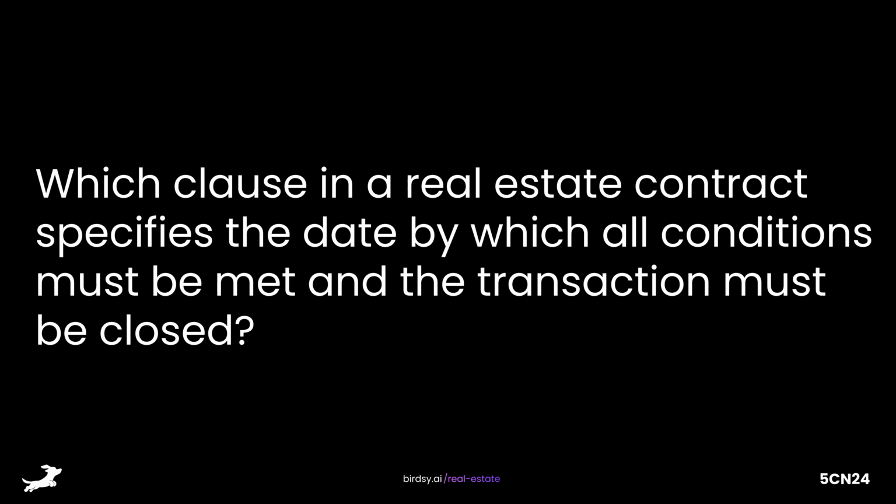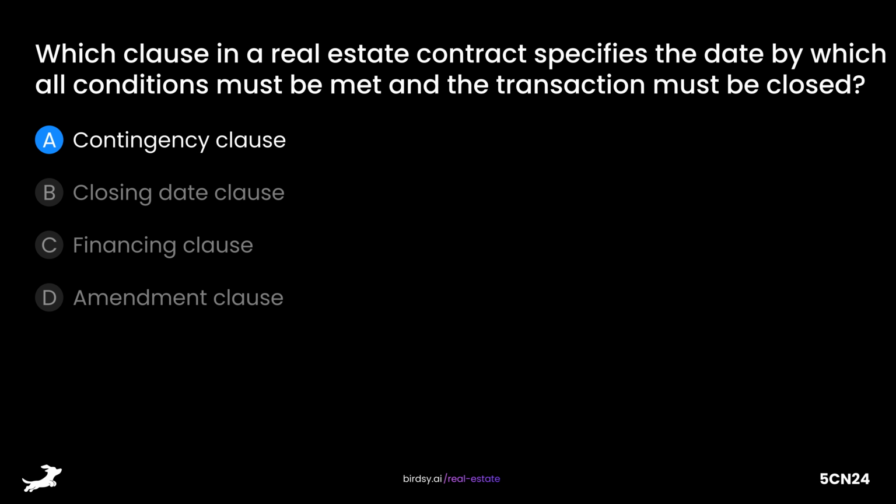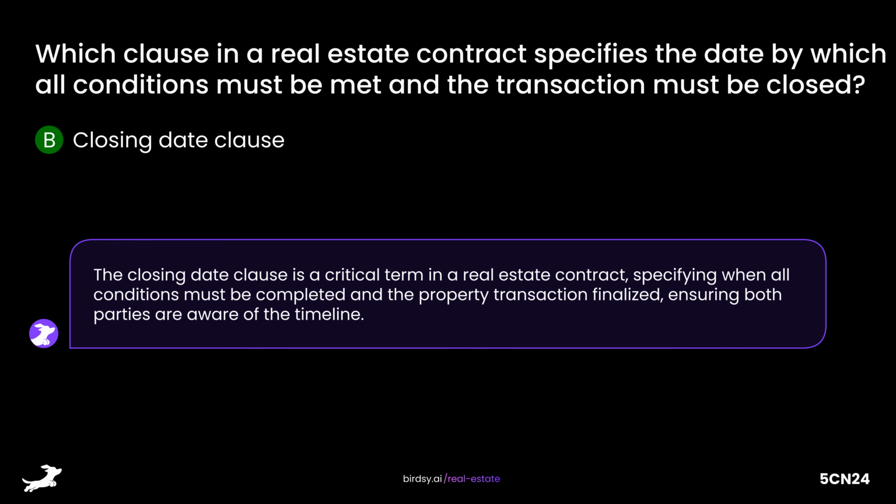Which clause in a real estate contract specifies the date by which all conditions must be met and the transaction must be closed? Is it A. Contingency clause, B. Closing date clause, C. Financing clause, or D. Amendment clause? The answer is B. Closing date clause. The closing date clause is a critical term in a real estate contract, specifying when all conditions must be completed and the property transaction finalized, ensuring both parties are aware of the timeline.